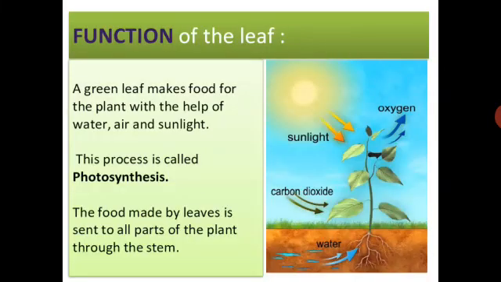Now the function of the leaf. A green leaf makes food for the plant with the help of water, air and sunlight. This process is called photosynthesis. We cannot see this process because it is going on inside the leaf, and the food made by the leaves is sent to all parts of the plant through the stem. Observe the picture. With the help of water, air, meaning carbon dioxide from the air, and sunlight, the green leaves prepare food and give us oxygen.